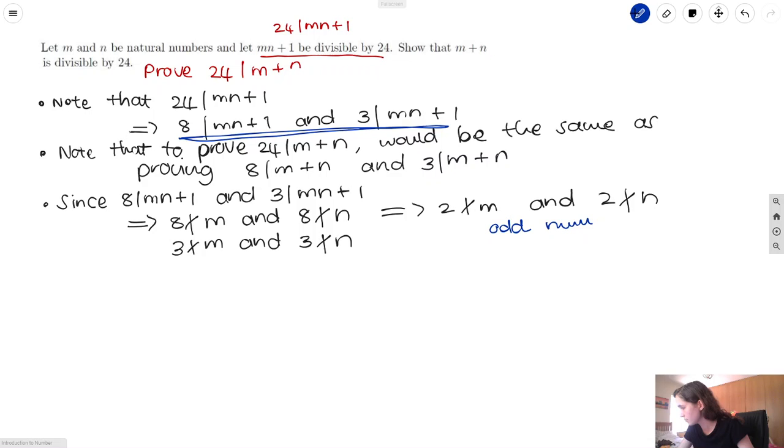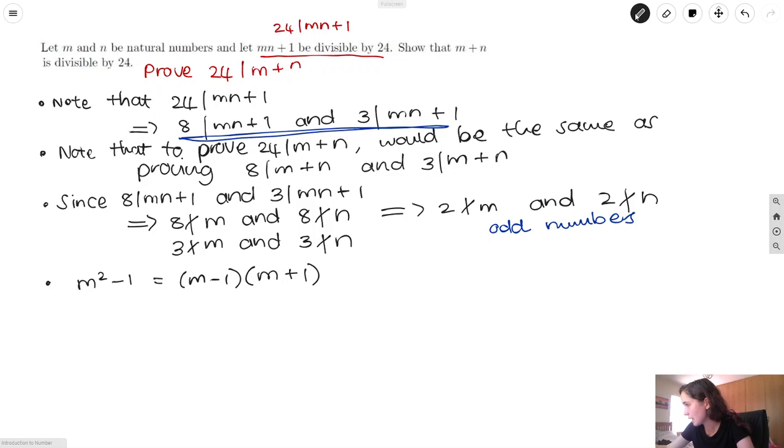Just going to write odd numbers. Okay. Now we're going to look at m squared minus 1. So m squared minus 1 is going to equal m minus 1 times m plus 1.